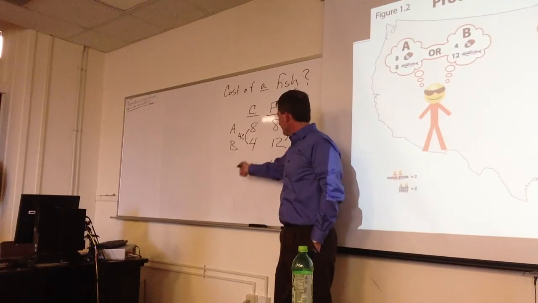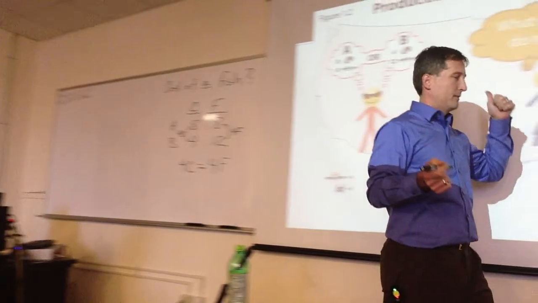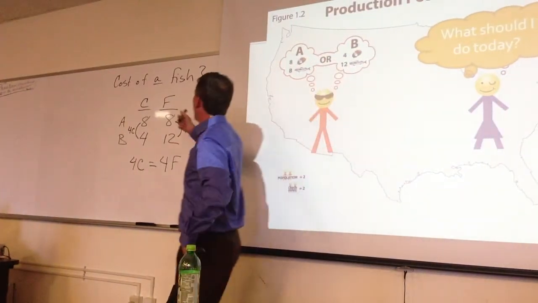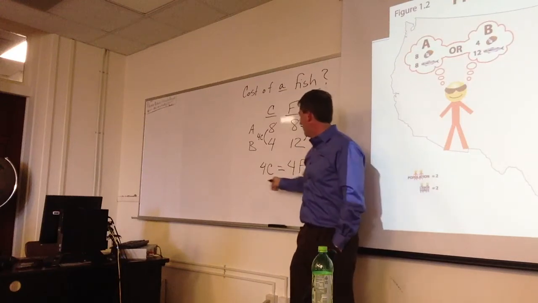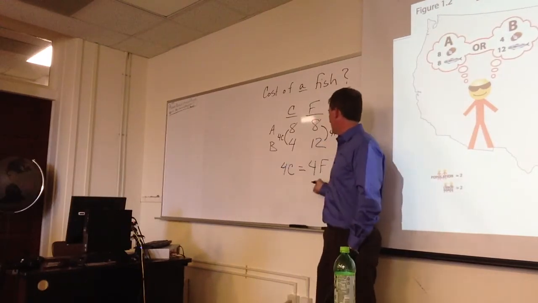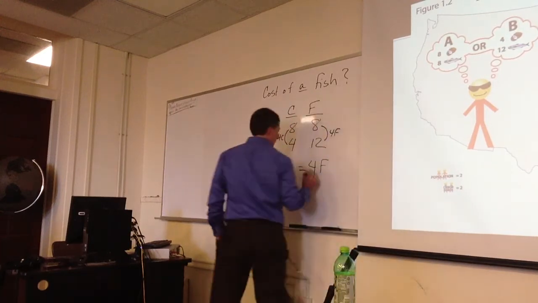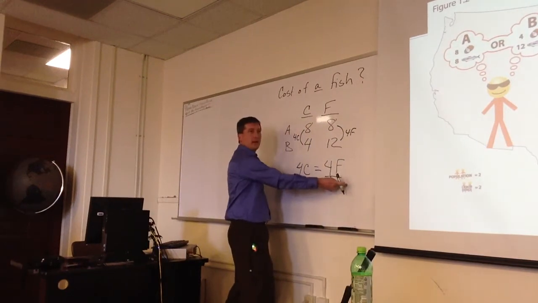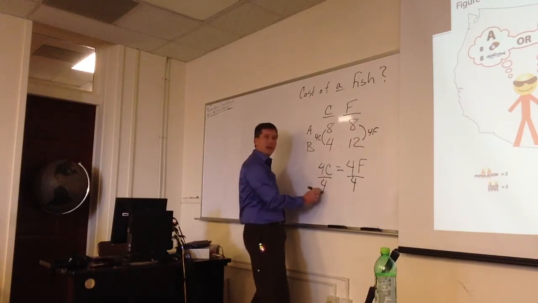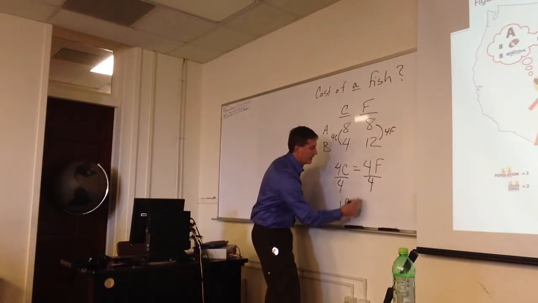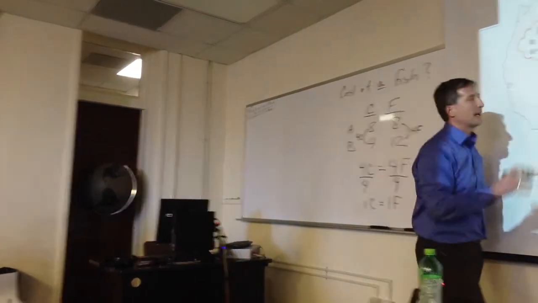All right. So I didn't ask for the cost of 4 fish. I asked for the cost of 1 fish. So what can I do with this equation to get a 1 over here? Divide by 4. What I do to one side of the equation, my 5th grade math teacher told me you got to do to the other side of the equation. And now we've got it. 1 coconut can be traded for 1 fish. So that's our internal trade-off for Tom.